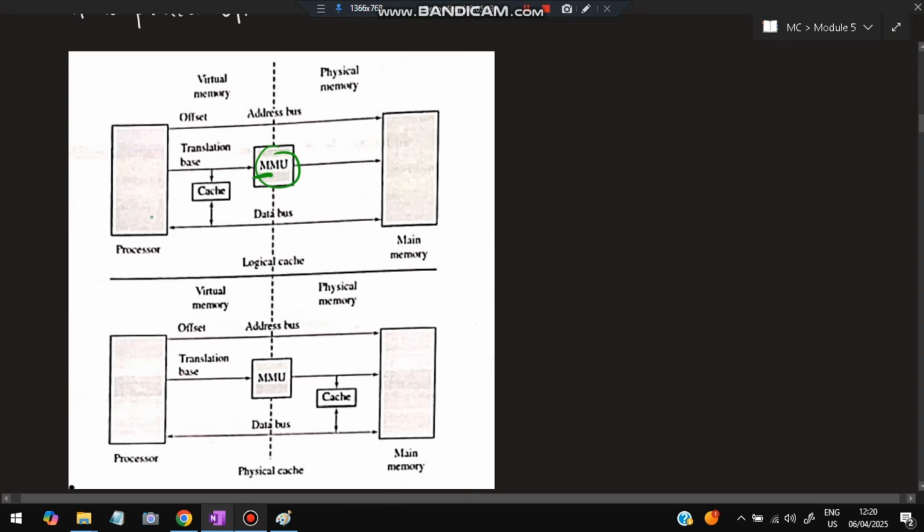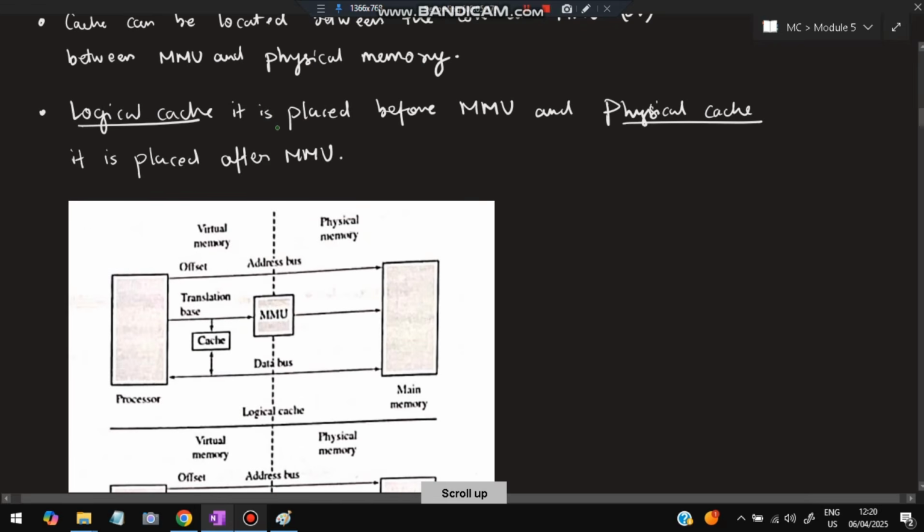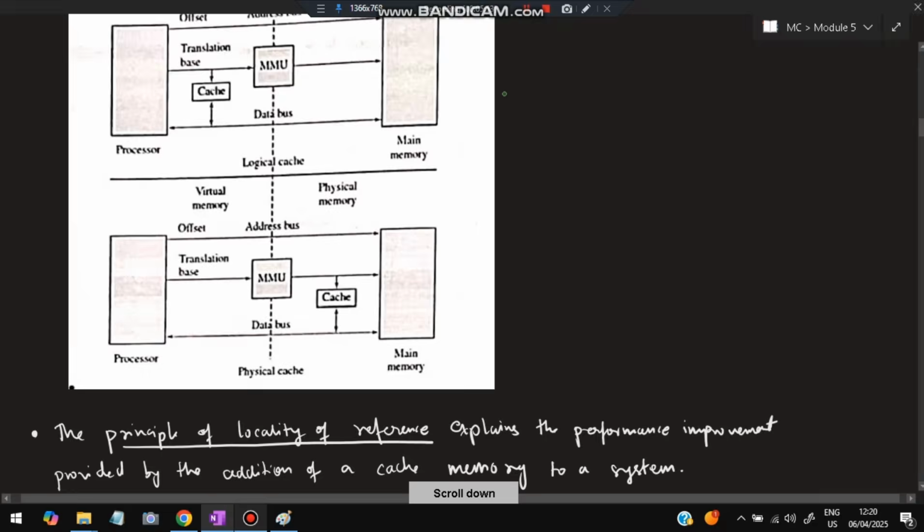So if the cache is stored between the processor and the memory management unit, you can get the data faster with respect to the processor. But if it is stored between the MMU and the main memory, if the writing task is more, you can easily write those tasks here, but fetching will be harder. So mainly the first one will be used because we will not be writing much, we will be fetching the data more. So cache is used before the MMU. When we use cache before the MMU, it is called a logical cache. If it is used after the MMU, it is called a physical cache.